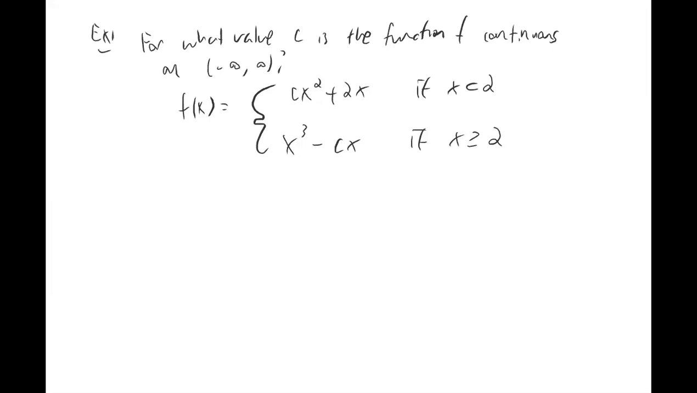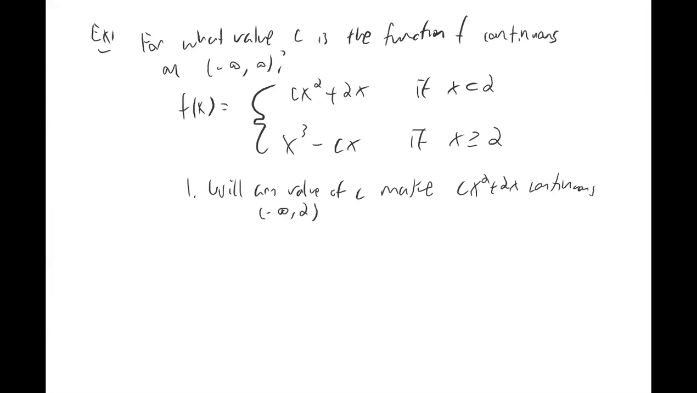So let me ask, if I pick any value c, will any value of c make cx squared plus 2x continuous outside the boundary, continuous from -infinity to 2? Is this true? If I plug in any value of c, is that function going to be continuous on -infinity to 2?